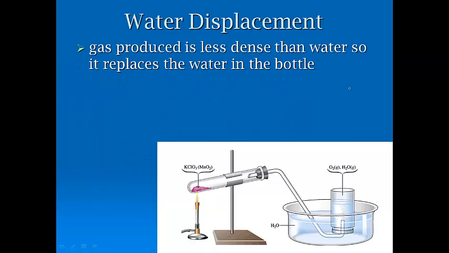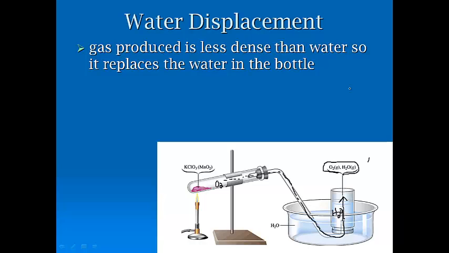Okay, water displacement. This is a type of lab where the gas produced is less dense than the water, so it replaces the water in the bottle. Here we're heating the solid substance, and as we're heating it, one of the products we get is oxygen gas. The oxygen gas is going to travel through the tube, and they're going to pass it through water. So then over here you have oxygen and you have water vapor.